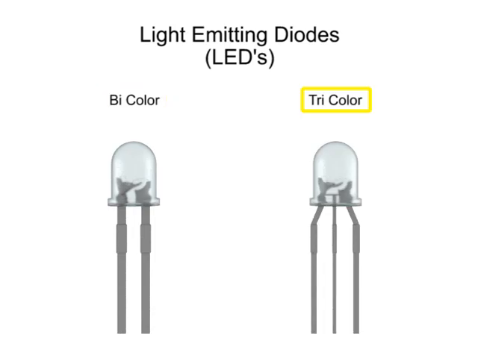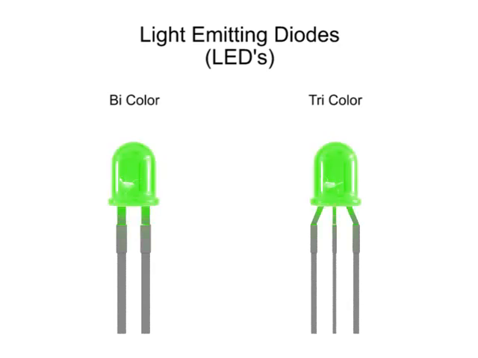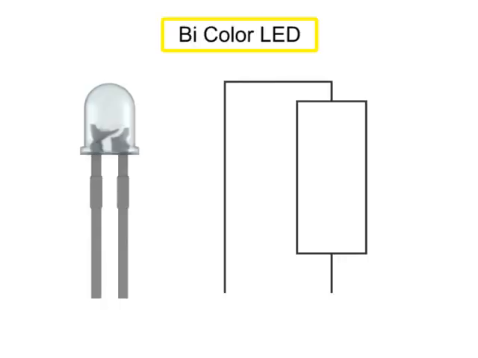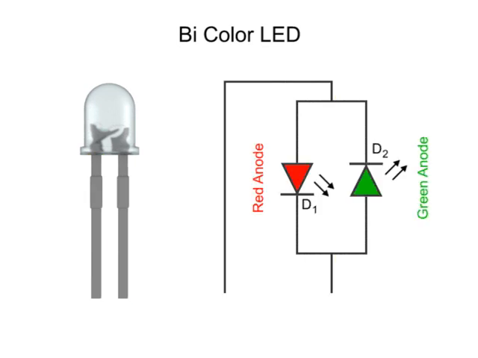Bicolor and tricolor light-emitting diodes, or LEDs, light up in a particular color depending on current flow direction. The basic bicolor LED has two terminals, and the LEDs are connected back to back, anode to cathode. The terminal that is made positive determines the LED that lights.